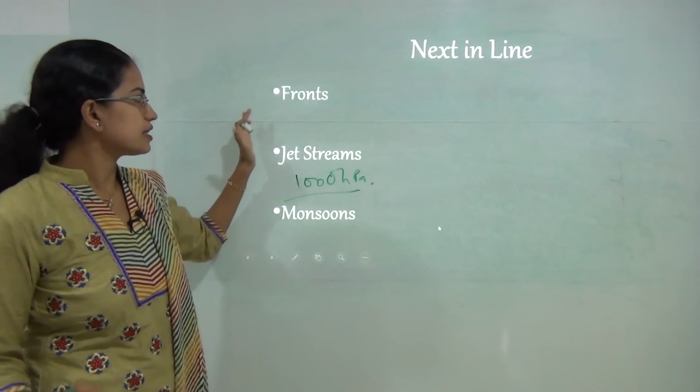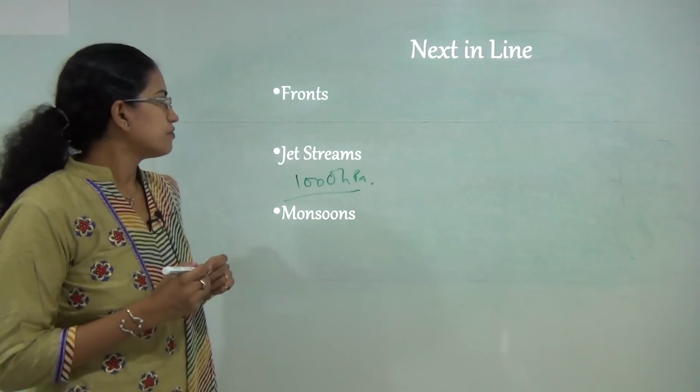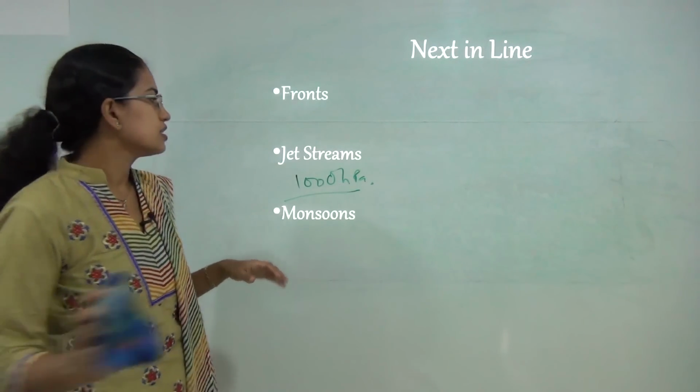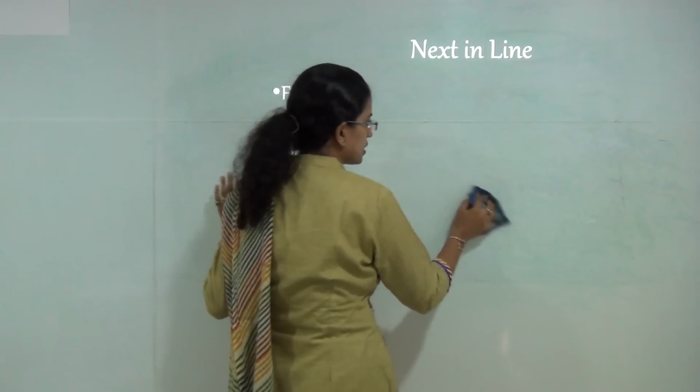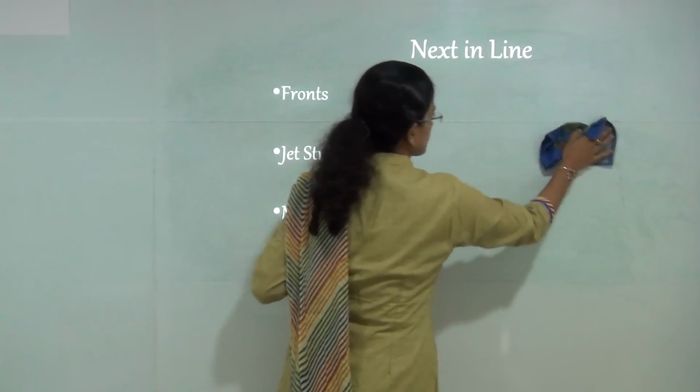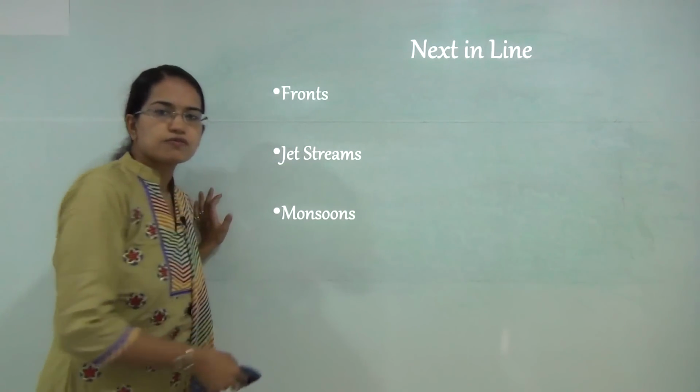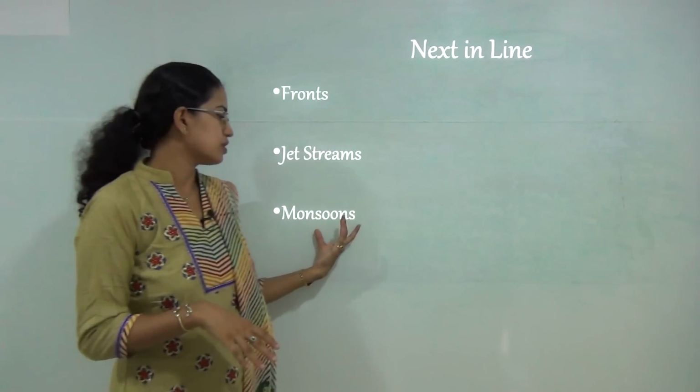And finally, in the next session we would be covering further topics which are fronts, jet streams and general monsoon conditions. We have already covered the Indian monsoon per se. We will be considering the concept of general monsoons and how monsoon affects the climate of the region.